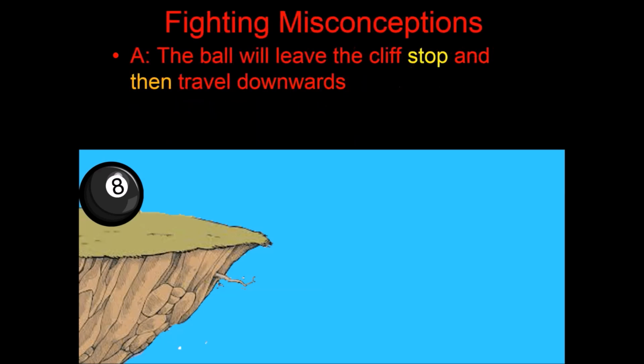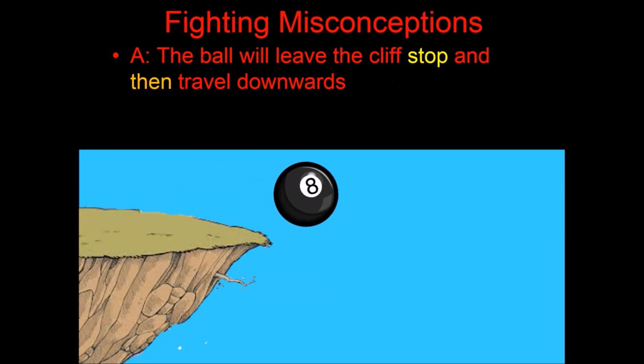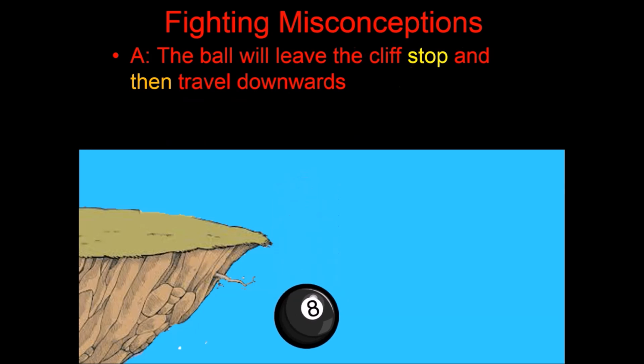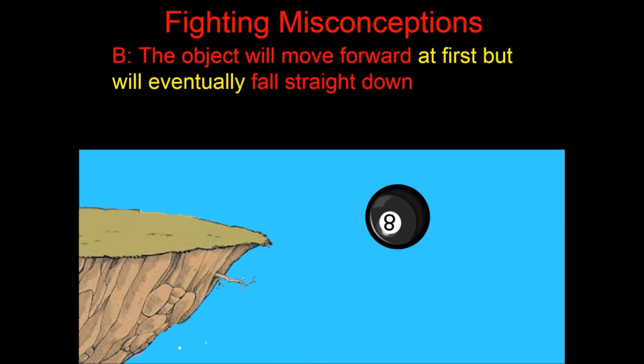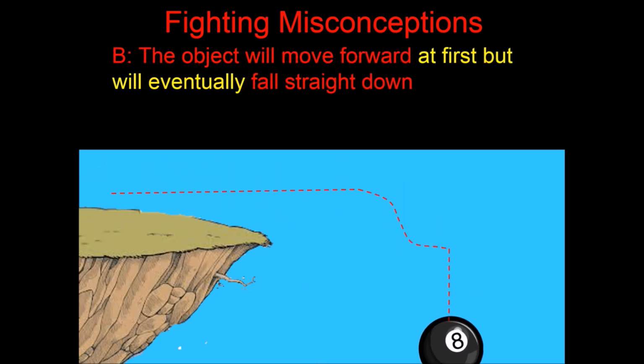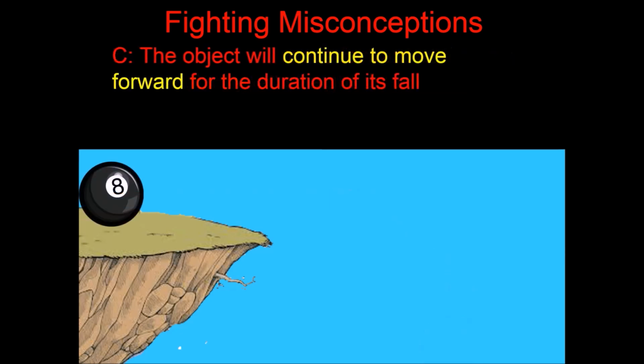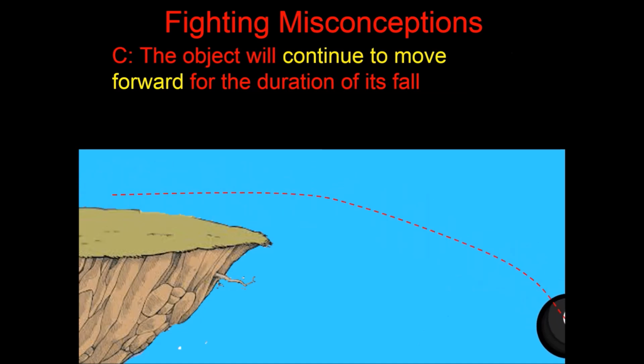Well, would the ball leave the cliff, stop, and then spontaneously travel downwards? Would it move forward at first, but eventually fall straight down? Or C, would the object continue to move forward for the duration of its fall? We've kind of already answered this question, and please, I hope you are picking C.